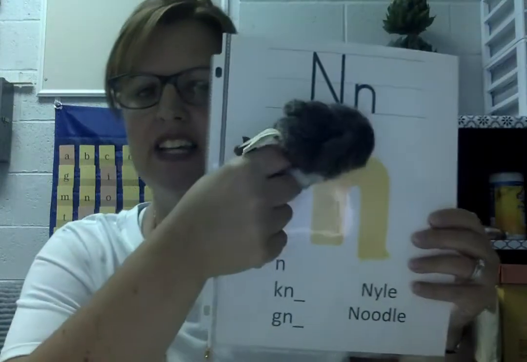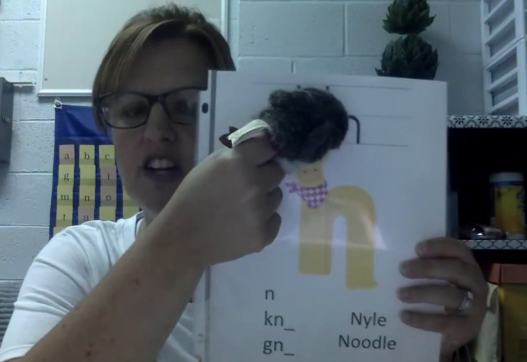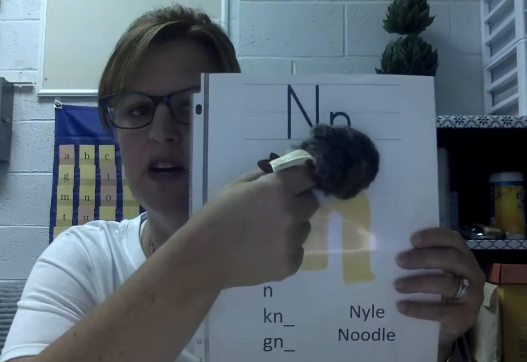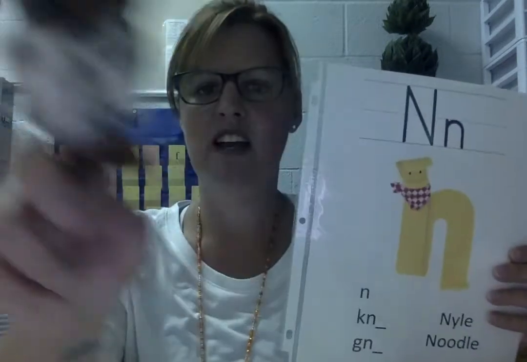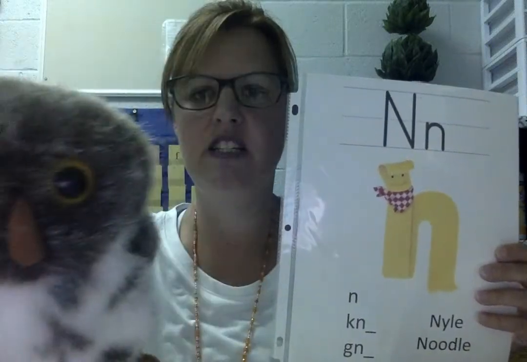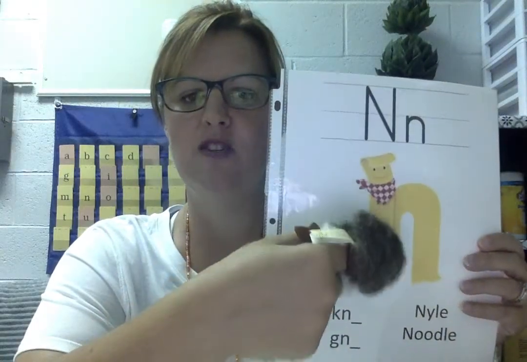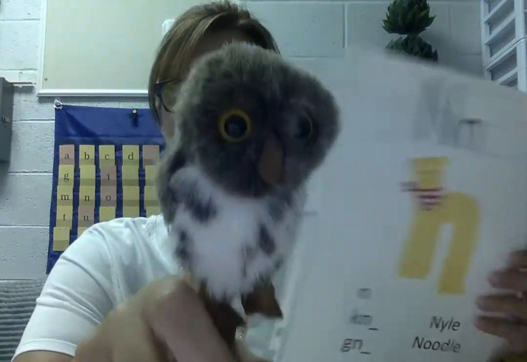Our next friend is Nile Noodle, another plain line letter. So we start in the middle line, straight down to the grass line, trace up, and one hump over down to the grass line. N, noodle, N, noodle.